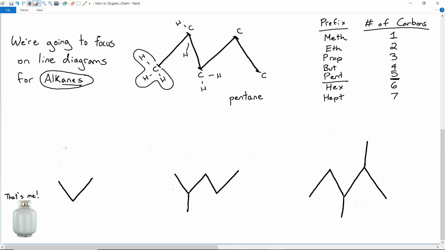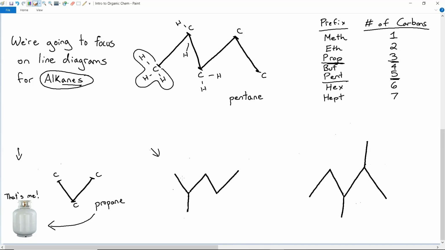Let's try a few other examples. Let's start down here. And if I count the ends of my line segments, I have 3 carbons. Looking at the prefix table, 3 carbons would be represented by the prop prefix. So we have what's known as propane. And that is in fact the same propane that you would find in these kinds of gas tanks connected to barbecues.